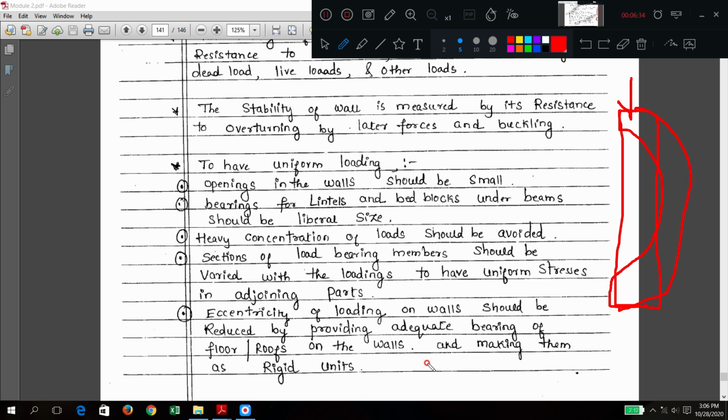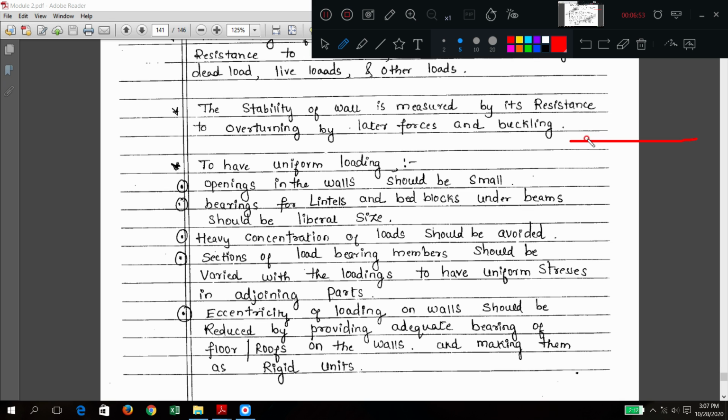This will happen in slender walls or very thin walls like sheets, plates, like that. If something is there, obviously it will bend like this. This is called buckling. Okay. Now, what are the things needed to have a uniform loading?